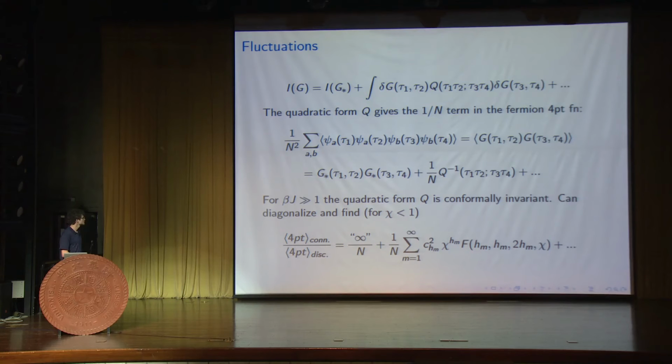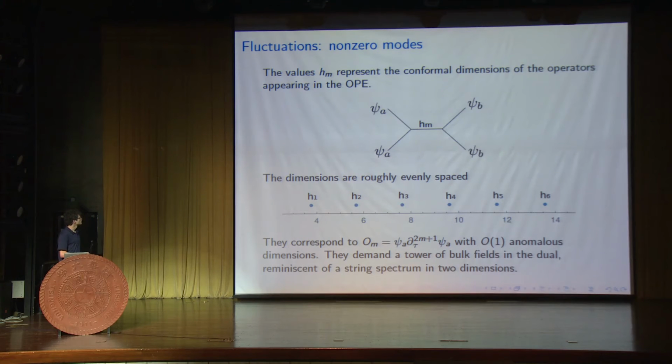So what this term represents is a contribution to the OPE from the operators that appear in the product of 2 of these fermions. The dimensions are roughly evenly spaced. I'm plotting here the first 6 of them. Roughly speaking, these operators that are appearing in the OPE correspond to a bilinear of the fermions with some time derivatives inserted. They have order 1 anomalous dimensions, which can be computed exactly. And, in a holographic interpretation, they demand a tower of bulk fields, which is somewhat reminiscent of a string spectrum with string tension of order the AdS scale.